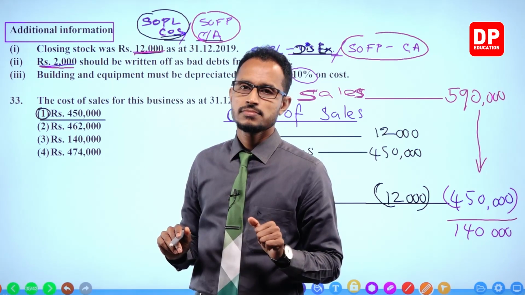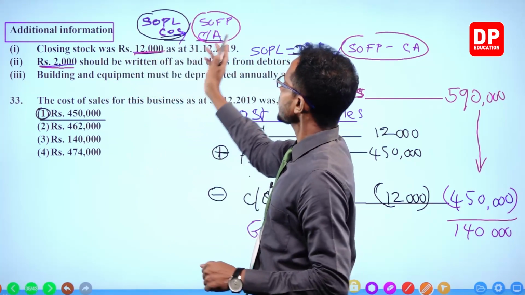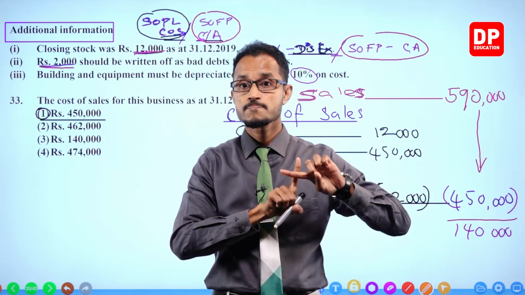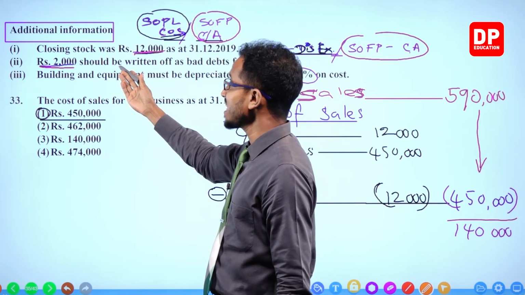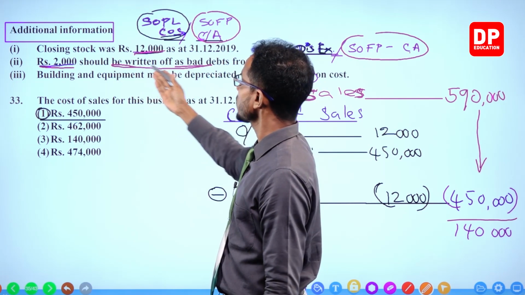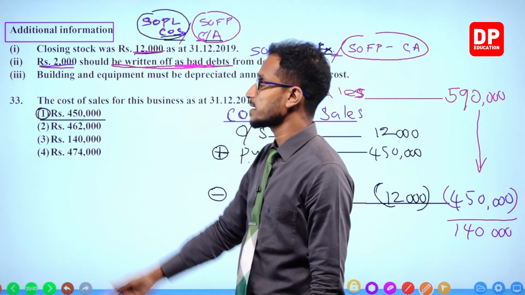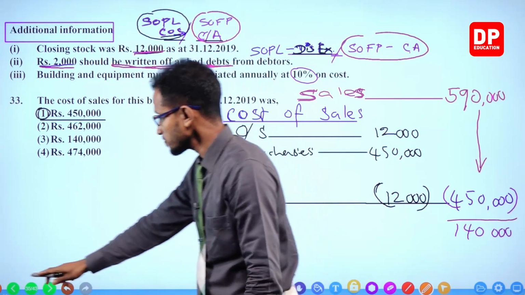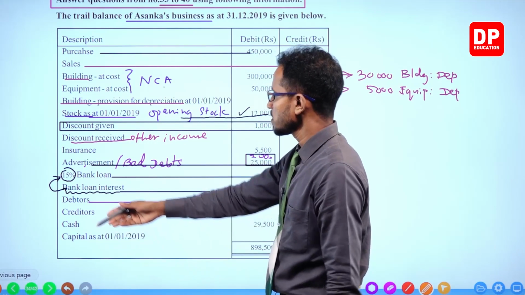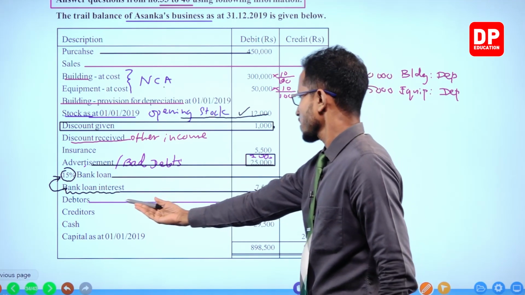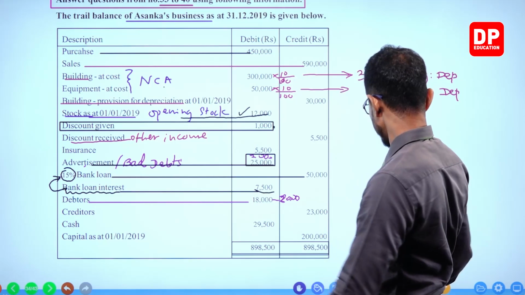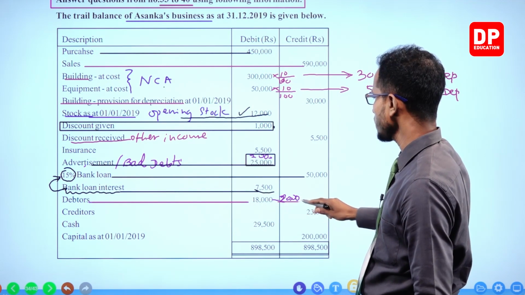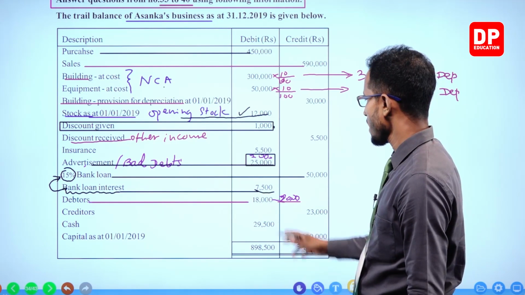Closing stock is a current asset. Okay, 12,000 we will take. No problem. But bad debt should be written off from debtors. That means 2,000 should be subtracted from debtors. Don't take the 2,000. Here, see, we have marked it here. So check both additional information and the trial balance.